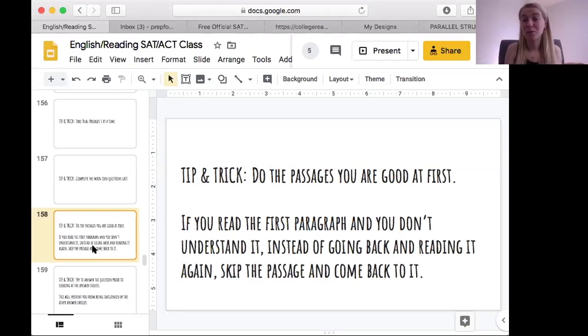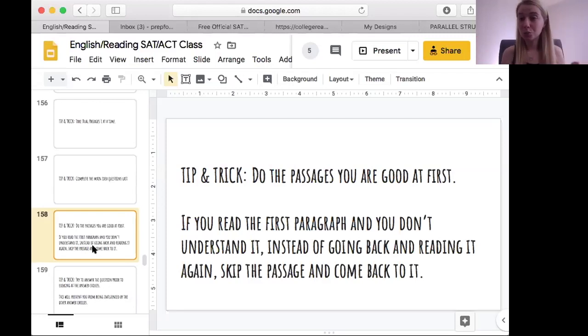Now, how do you do that? How, before even reading the passage, you say, this is a passage I'm good at or I'm not good at? Well, a couple different strategies for that. One, practice ahead. Now, even though each passage is going to be different, there's always going to be a science passage, always going to be a literature passage, always going to be a history passage, an old English passage. So there's always going to be certain types of passages on the test.